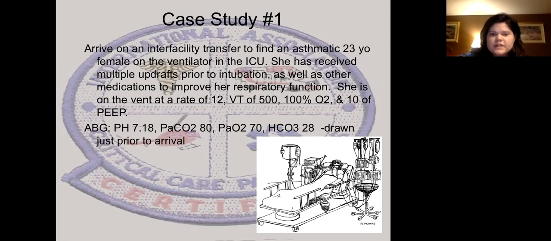So she's going to be a little bit acidic, right? The gas, and what changes would you make? And these are very common as far as we go in, we see these types of patients, and we need to be ready to change whatever needs to be changed.